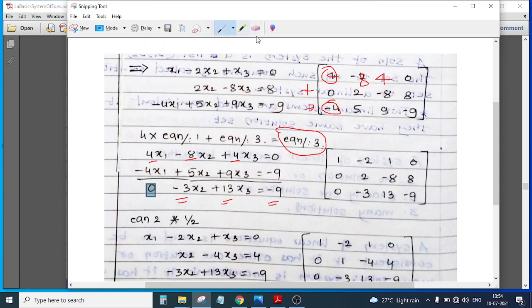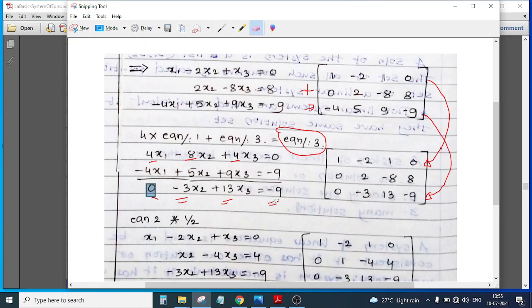I'll just show you the original equation. So your original equation is 1, minus 2, 1 and 0. You can see here that equation 1 has remained unchanged. The only change we are observing is in your equation 3. So this is the changed equation 3. You can observe that instead of 4 we have 0. So we write 0 as the first term, next we have written minus 3, next 13, and then minus 9. I hope it is understandable.